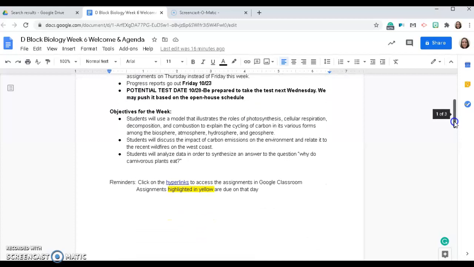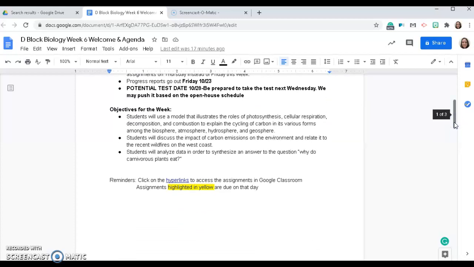So our objectives for the week are: you will use a model that illustrates the roles of photosynthesis, cell respiration, decomposition, and combustion to explain the cycling of carbon in its various forms among life, the biosphere, the atmosphere, water, the hydrosphere, and land, the geosphere. You will discuss the impact of carbon emissions on the environment and relate it to the recent wildfires on the West Coast. And you will analyze data in order to synthesize an answer to the question, why do carnivorous plants eat?